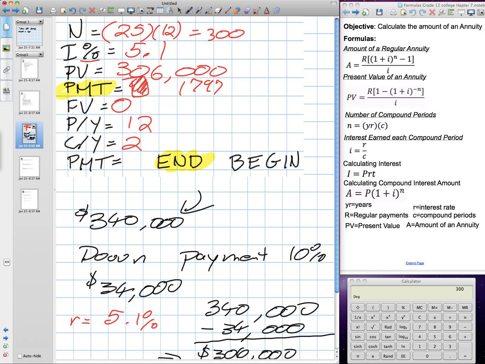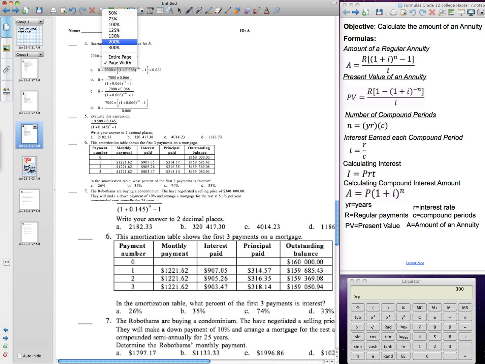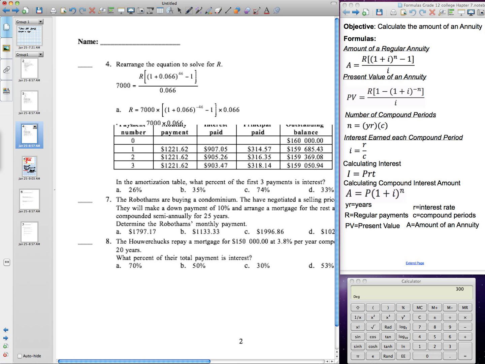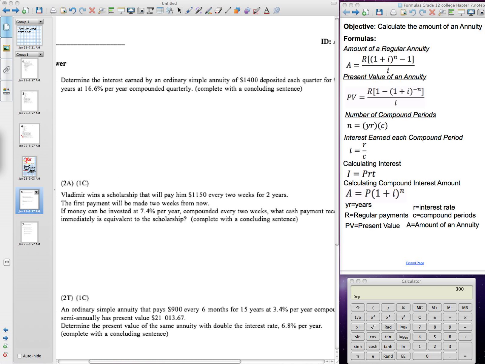Now when you hit alpha enter, what do you guys get? 397. So, in terms of it was a multiple choice question on the test, number 7. Let's zoom in. They're looking for A in this question. A would have been the answer you're looking for in number 7.